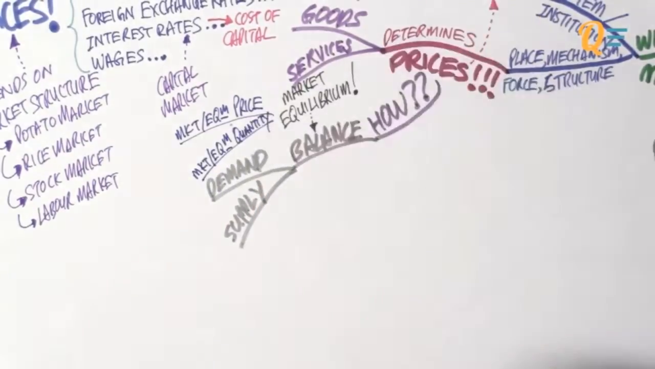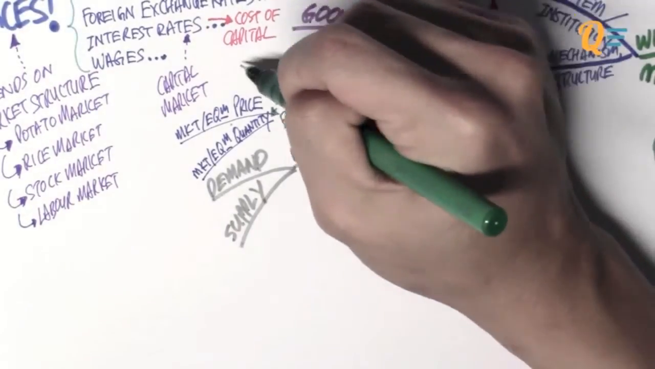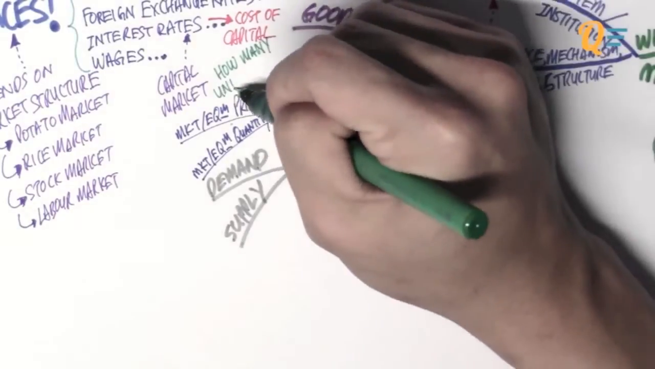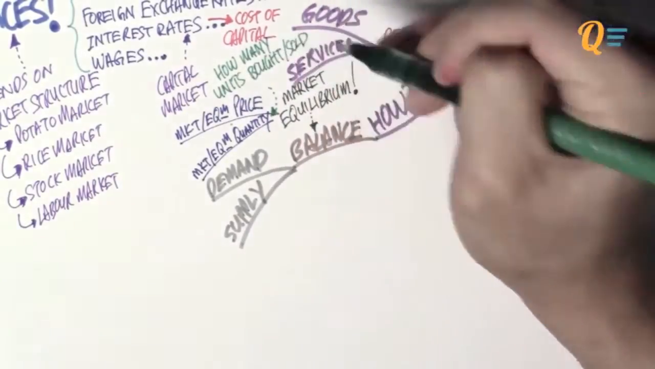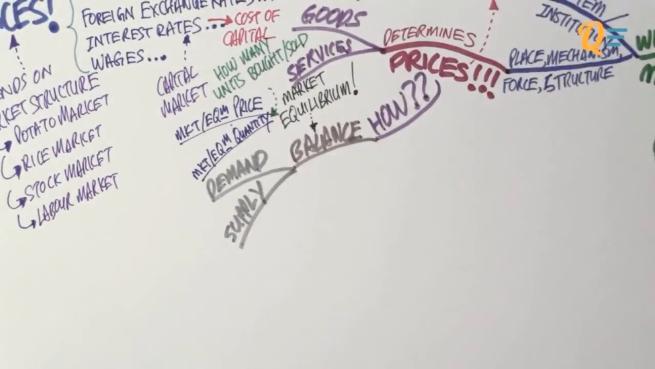And you're also going to get the market or equilibrium quantity. So it is the amount that is being traded in the market. How many units of a particular good is being bought or sold, right? Bought or sold, it means traded.